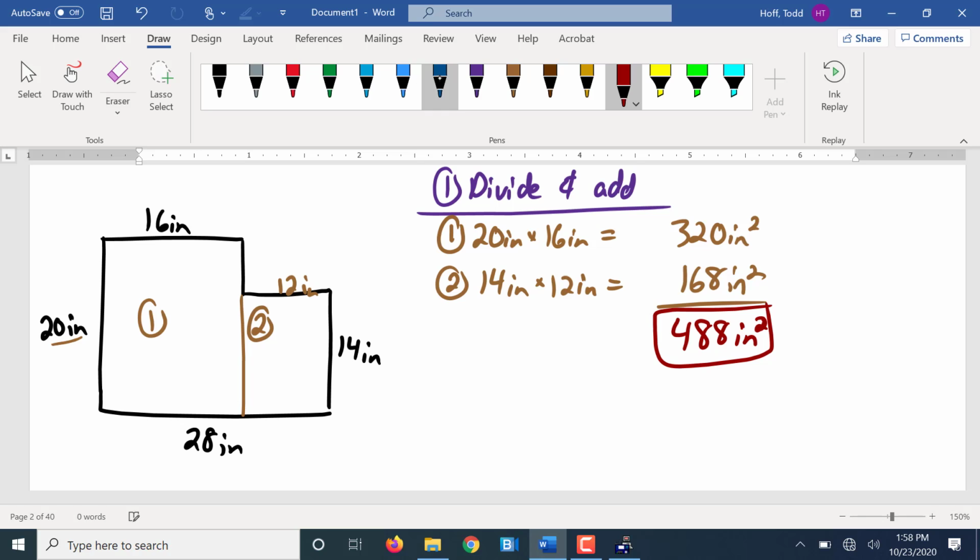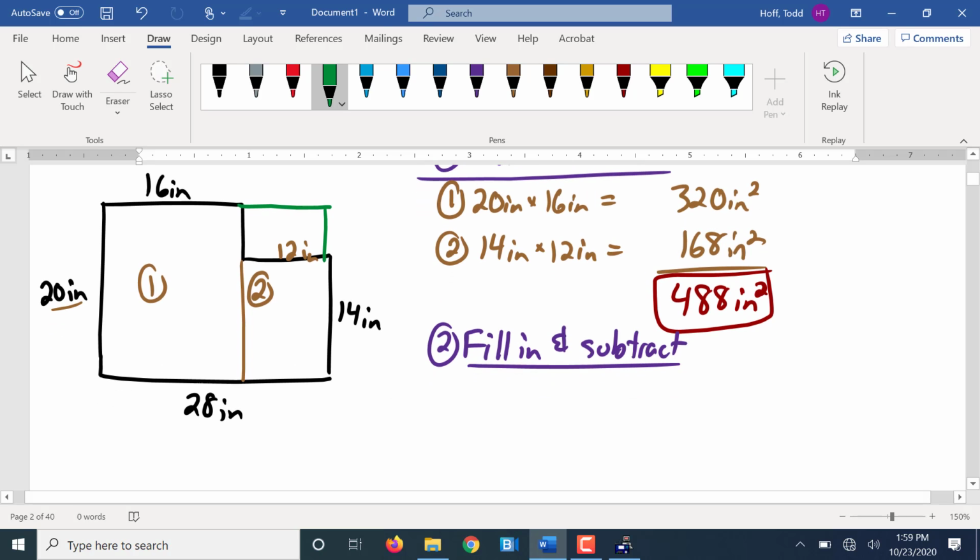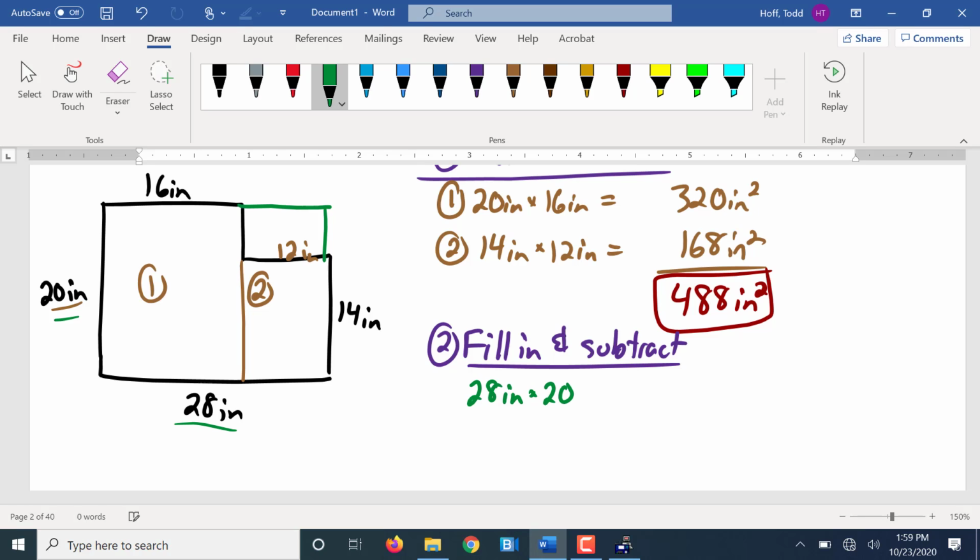Perfect. The second method is to fill in the missing pieces and then subtract. Well, what do I mean by that? Well, there's just this little corner missing. If I fill that in, I have a complete rectangle, and the size of that rectangle is what? 28 by 20. You got it. Which is how much? 560 square inches. Good.